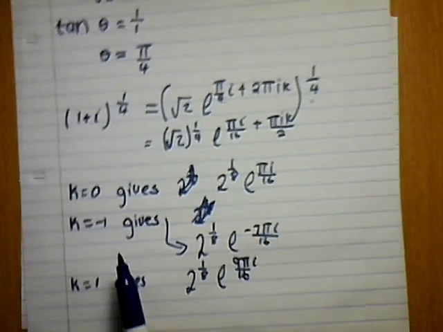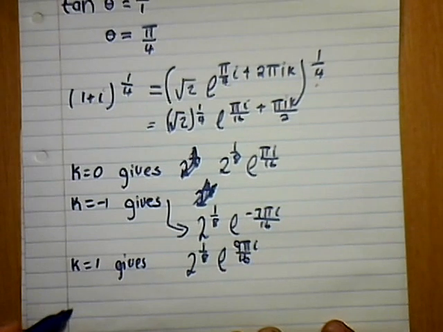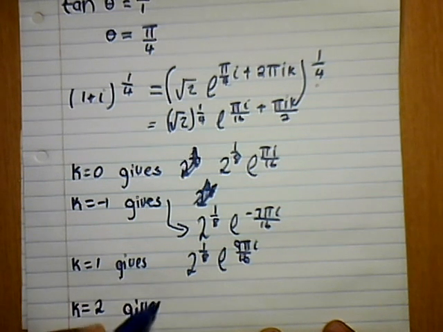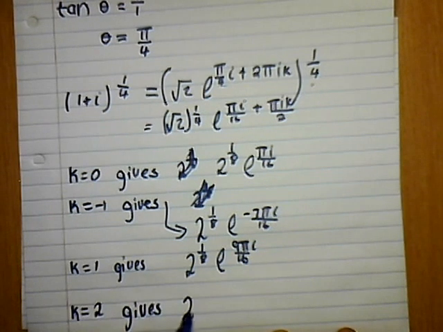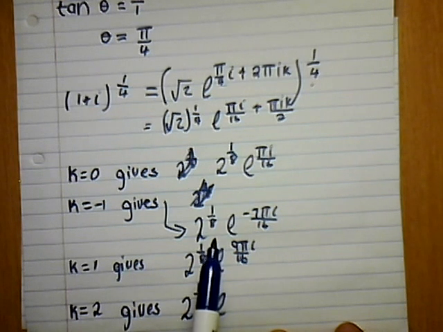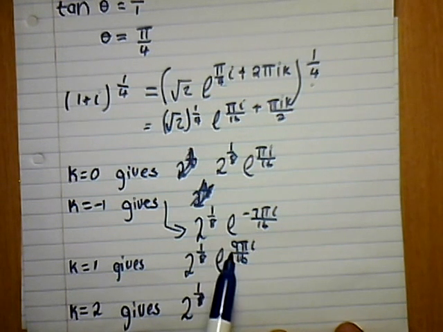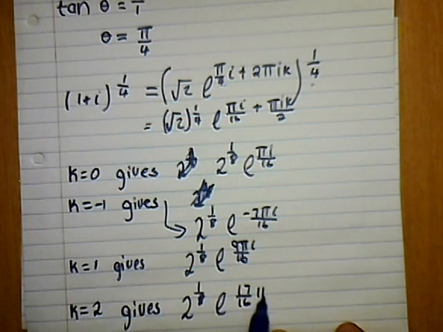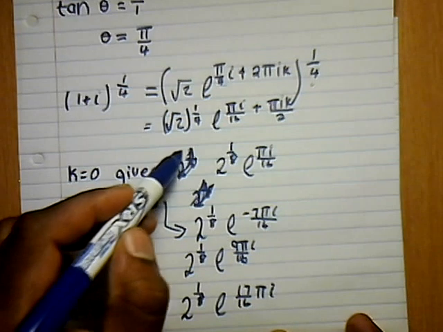Okay, and then our last root, let's take when k is equals to 2, and that gives us 2 to the power 1 over 8, and then e to the power of, okay, let's say 1 over 16 plus 1, we get 17 over 16 pi I. Okay, so this is our roots, the whole of this thing.